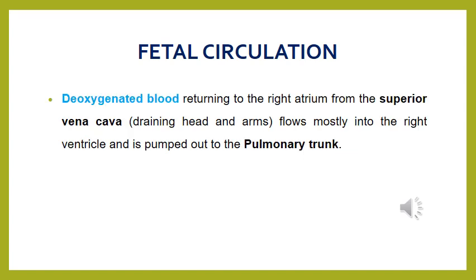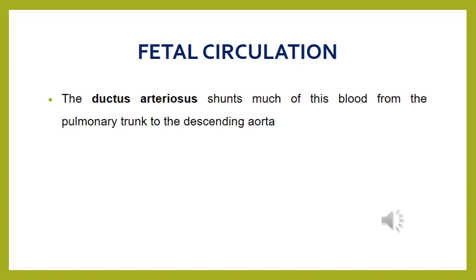At the same time, deoxygenated blood returning to the right atrium from the superior vena cava flows mostly into the right ventricle and is pumped out to the pulmonary trunk. The ductus arteriosus, the connection between the aorta and pulmonary artery, sends much of this blood from the pulmonary trunk to the descending aorta.